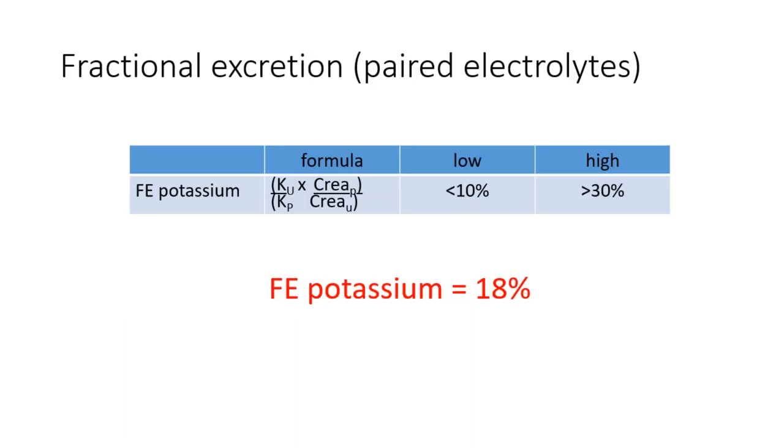And if you did the paired electrolytes with this patient, you would see that this patient had a fractional excretion of potassium of 18%. And you have to bear in mind, how do we interpret fractional excretions of potassium? So I've got here some values: less than 10% fractional excretion of potassium is low, and more than 30% is high. So this is somewhere in the middle, 18%.